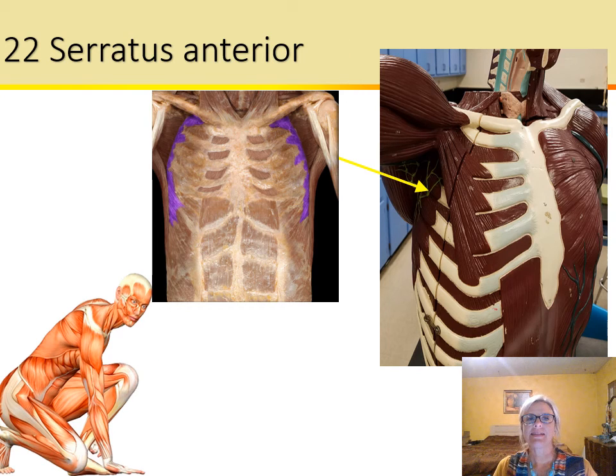Here we have the serratus anterior. Serratus refers to sawtooth, and so anterior, of course, is in the front, and so these are the front sawtooth-shaped muscles. It draws the scapula, or they draw the scapula forward, and the inferior fibers rotate the scapula superiorly.